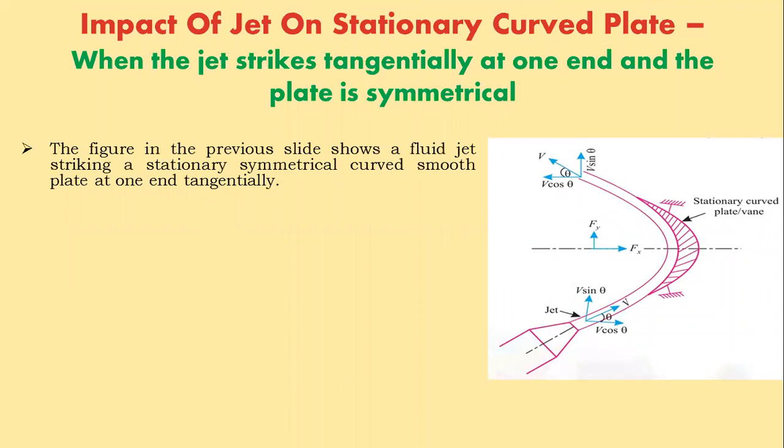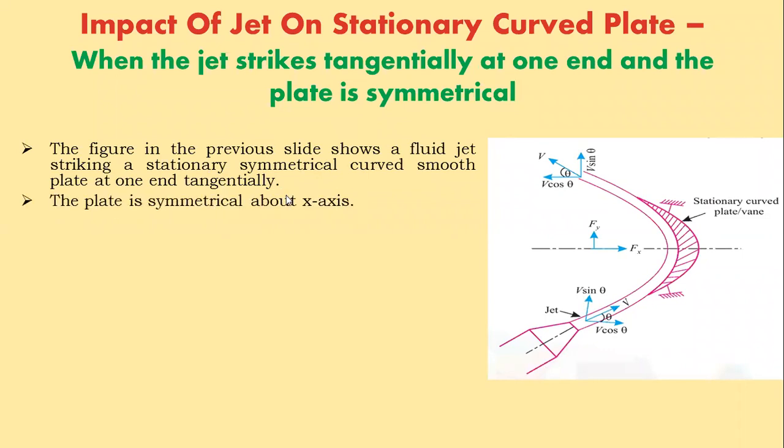The figure in the previous slide shows a fluid jet striking a stationary symmetrical curved smooth plate at one end tangentially. The plate has been given such a long description: stationary, symmetrical, curved, smooth. Do not get confused. When you understand the meaning of all this, there is no point in getting confused.